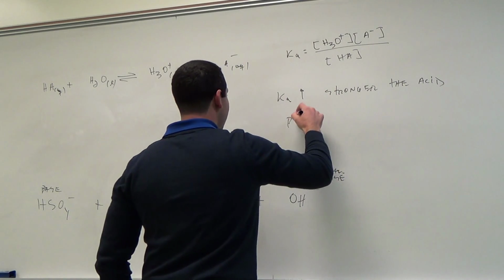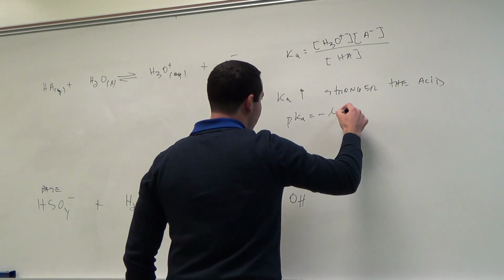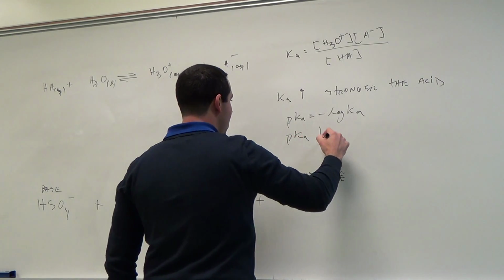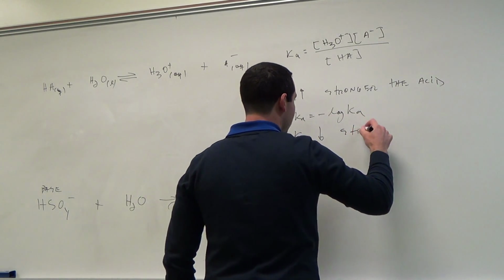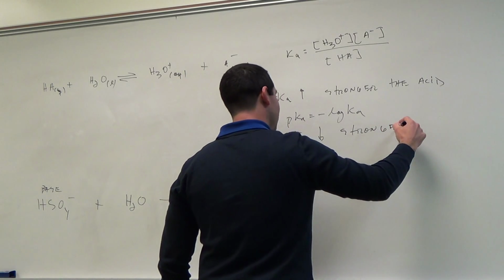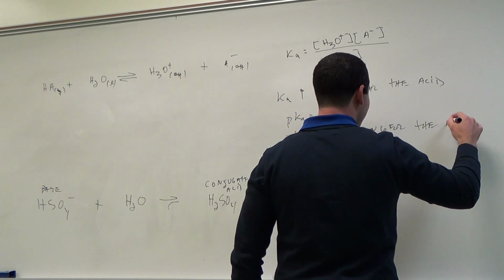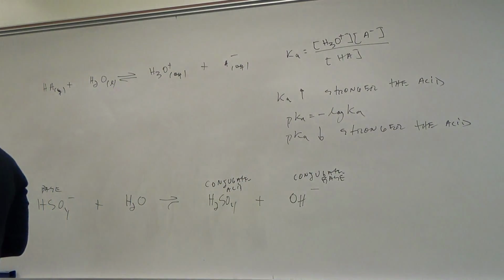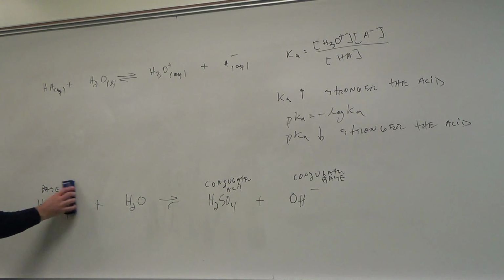Now pKa is the negative log of Ka. So the lower the pKa, the stronger the acid. That's what we have to know. You like that better, yes? Very much so. Okay, all right, that's good.